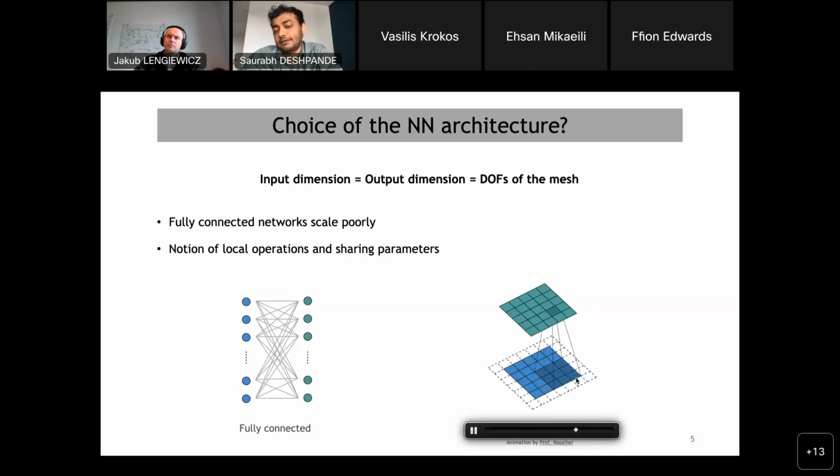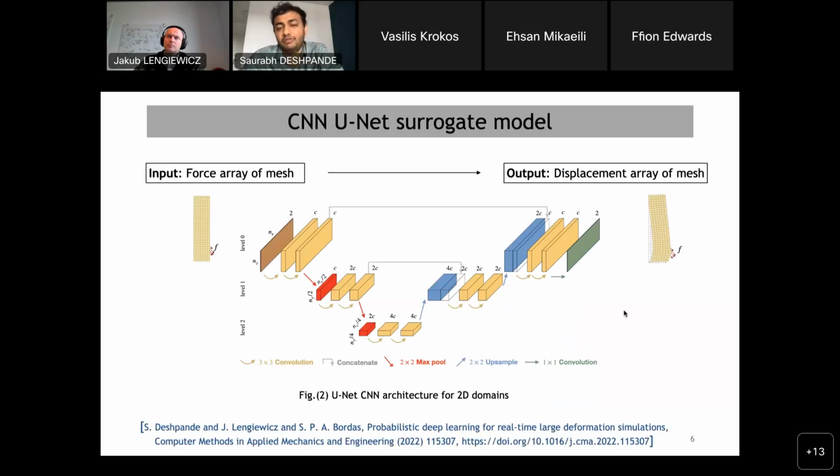In the right figure, the bottom one is the input. We are applying the filter. This dotted region is called the padded region. It's just adding zero values to make sure that the output and the input have the same size. That's what we did in our first work: we used a popular CNN U-Net architecture to train on force-displacement pairs. We have an input force mesh on which we apply multiple transformations like convolution layers and pooling layers, and at the end we get the deformed mesh as an output.